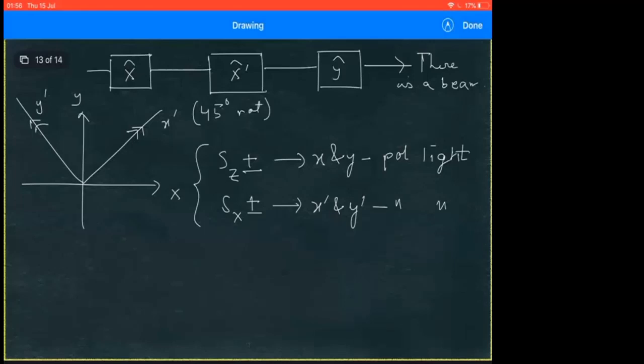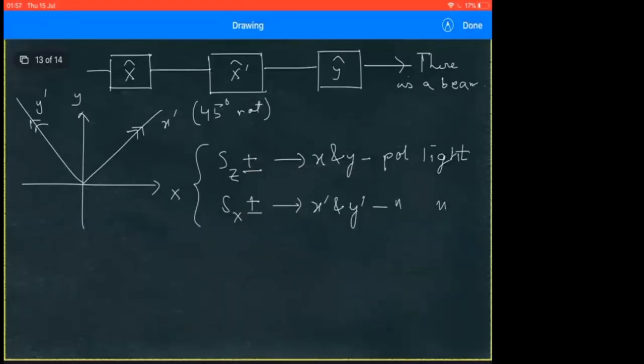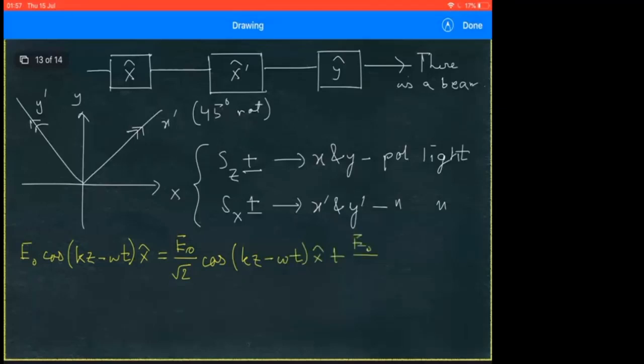Now, had we been working with these light beams, what would have been the mathematical analysis that we would have done? To be more concrete, the X prime polarized light can be represented by an oscillating electric field of this form. So you have E naught by square root 2, cos(kz minus omega t) x hat, plus E naught by square root 2, cos(kz minus omega t) y hat.